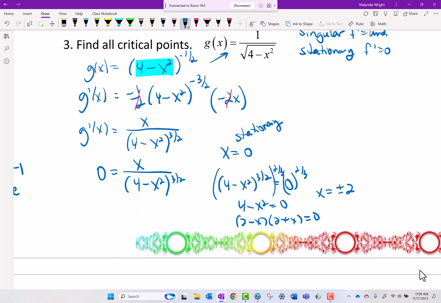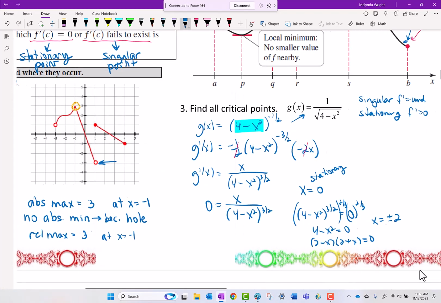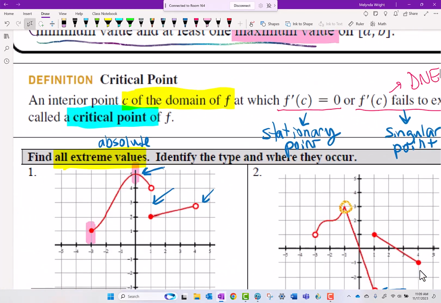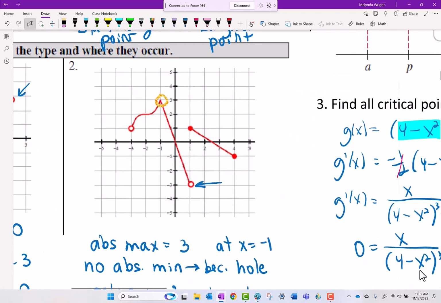Now before we declare this as our stationary points, we need to verify that it's in the domain of the original function. So I'm going to go back here. I'm going to look at this critical point business, right? See, I highlighted that in yellow. The critical point has to be in the domain of f. That is a really big deal. It has to be a critical point, it has to be in the domain of f.